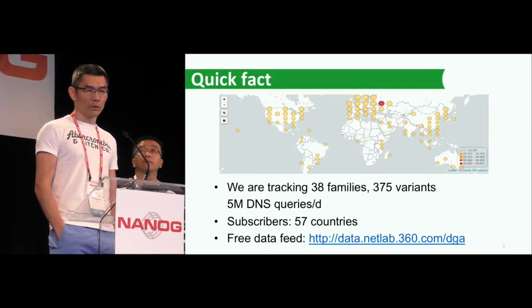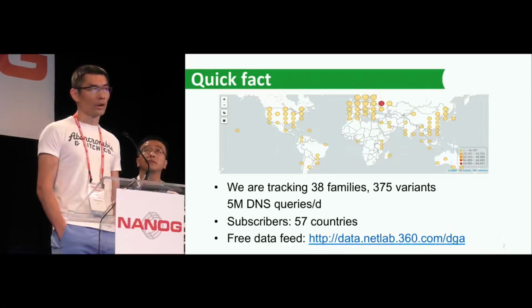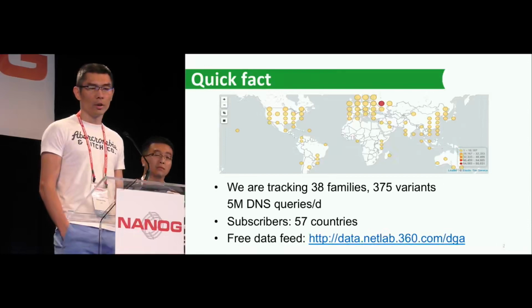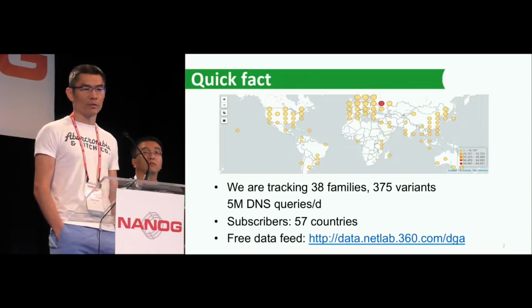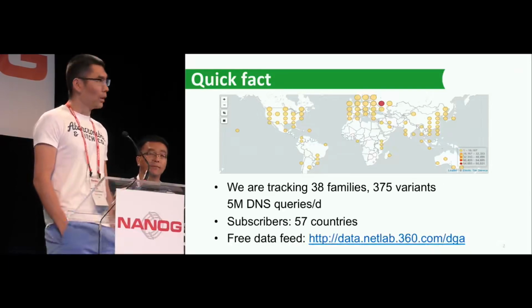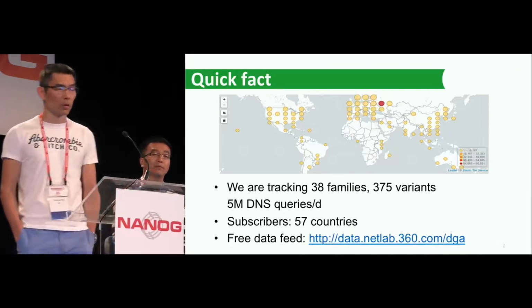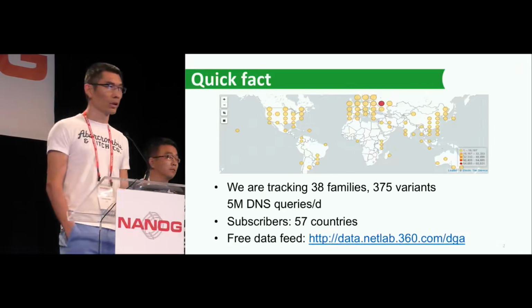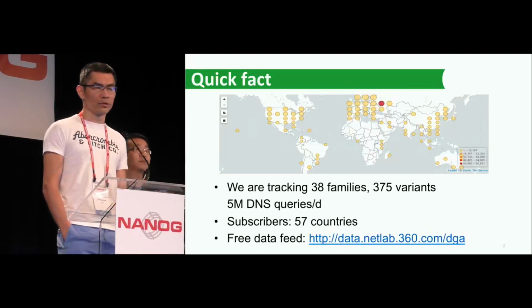In our feed, we're currently tracking 38 DGA families with 375 DGA variants. On our DNS platform, on average, we see more than 5 million DNS queries looking up those malicious DGA domains, which means these DGA families are still fairly active.